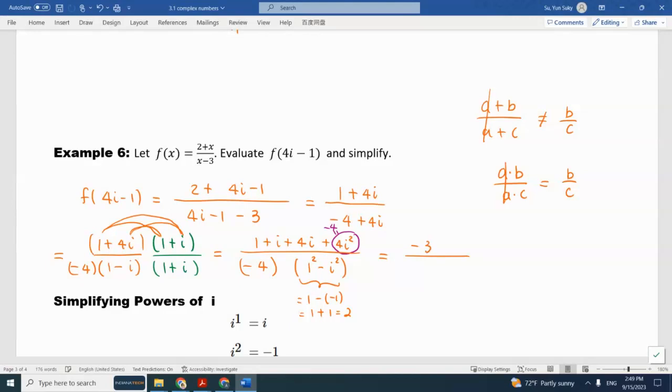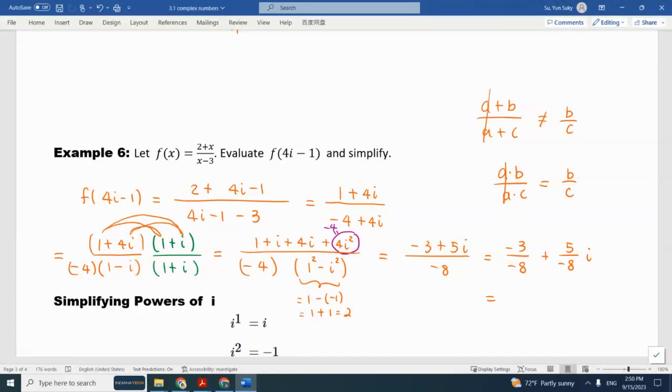Negative 3. How many i? 5i. Yes, everybody? Denominator. What's minus 4 times 2? Negative 8. See, split them. Negative 3 over negative 8 plus 5 over negative 8i.